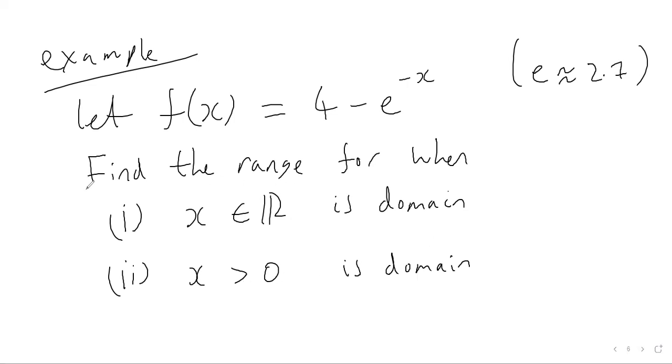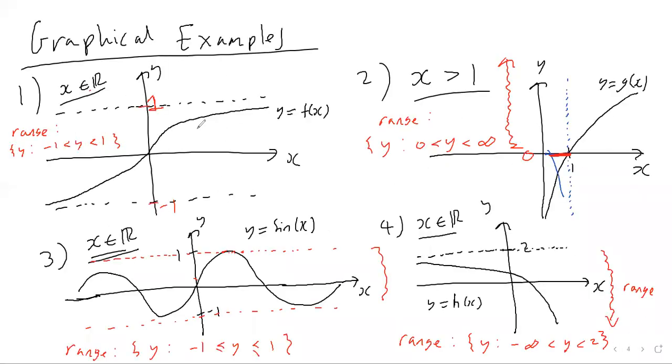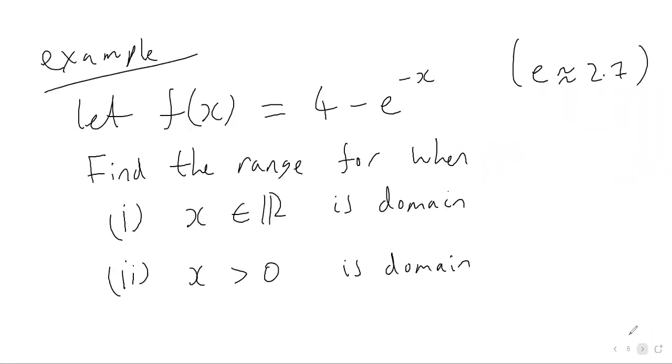So we've got two questions here. What is the range if x was to be every real number, and what is the range for when x is greater than 0? So again, as I alluded to back here, when finding a range it's always a good idea to sketch a graph, because that can help you find out what your range is going to be. So it's always a good idea to have a rough sketch of what your graph would look like to determine your range.